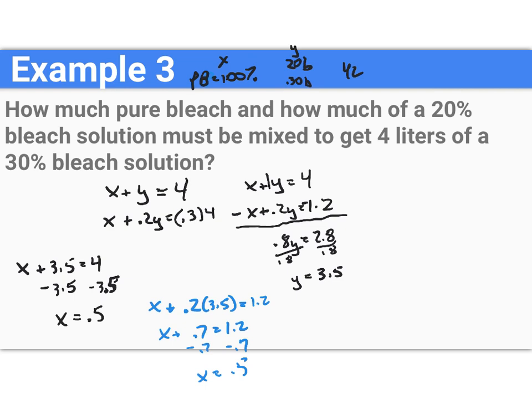So in order to make a 30% bleach solution with 20% bleach and pure bleach, which is 100%, you'll need 3.5 liters of your 20% solution. 3.5 of, that should not be equals, that should be of. And then 0.5 liters of your 100% solution.